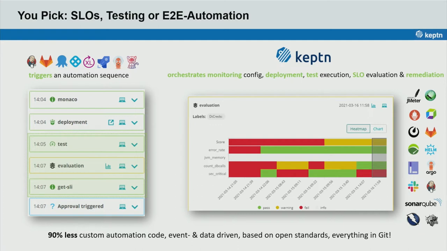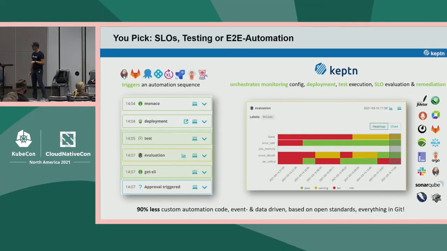On the right side, you see all the tools. We're not replacing any tool. We want you to use the tool of choice for a particular task. There's so many great tools out there. I mentioned earlier GitLab, Jenkins, they're all great tools. If you have invested in this, don't throw them away. But don't build additional automation code. I always say, friends, don't let friends build their own automation. Friends first suggest their friends to look at Keptn. Yeah? I know it's a bold statement on the bottom, but it says 90% less custom automation code. That's what we've seen from people like Christian I brought up earlier. It's event and data driven. It's based on open standards, and all the configuration is stored, maintained, and versioned in Git.